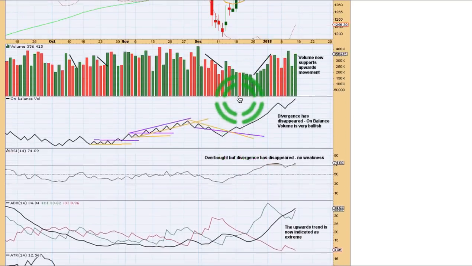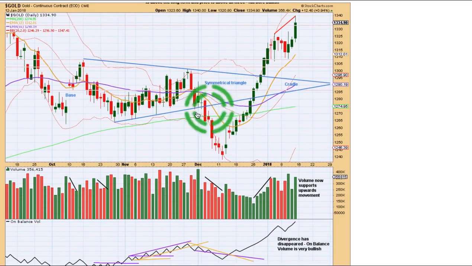So overall, the trend is now nearing extreme. There is a little bit of weakness, but it's not yet extreme enough, and there is not enough weakness to have confidence of calling a high in place. The bottom line is the trend is up.